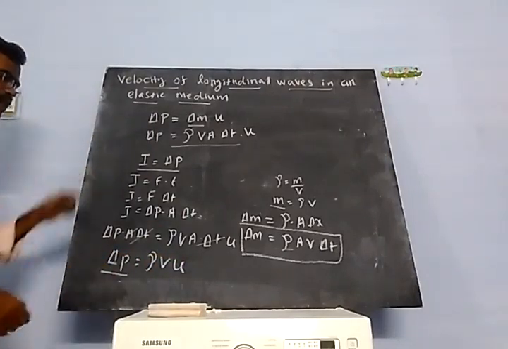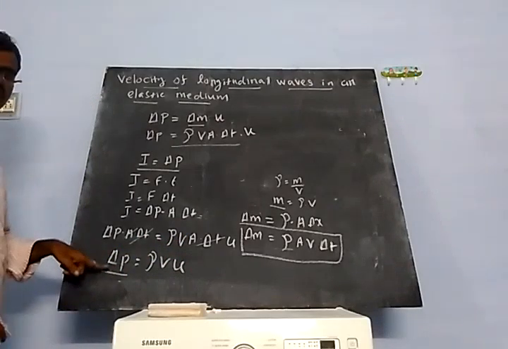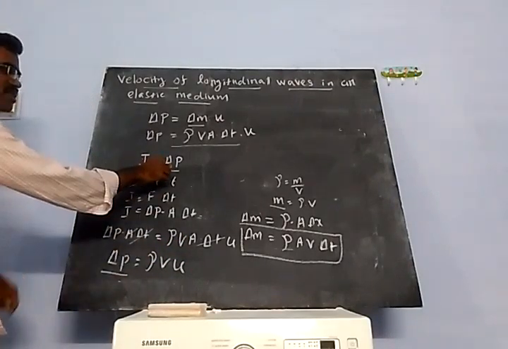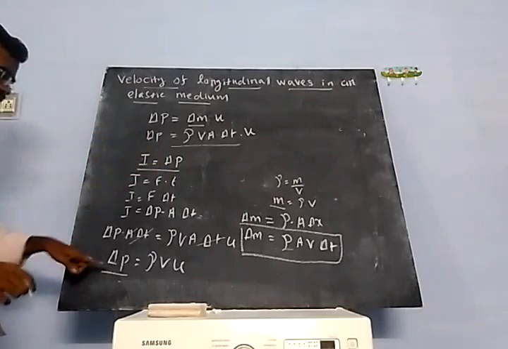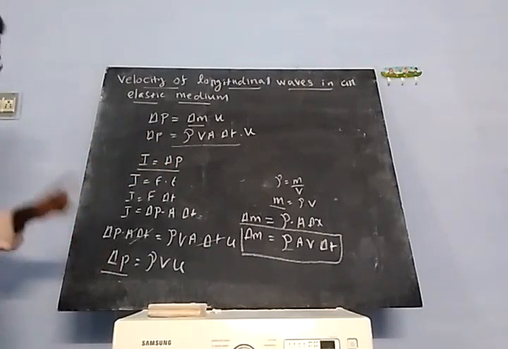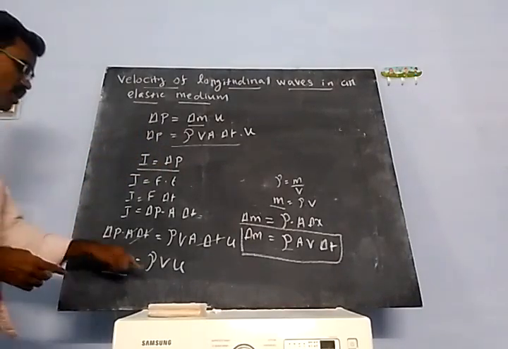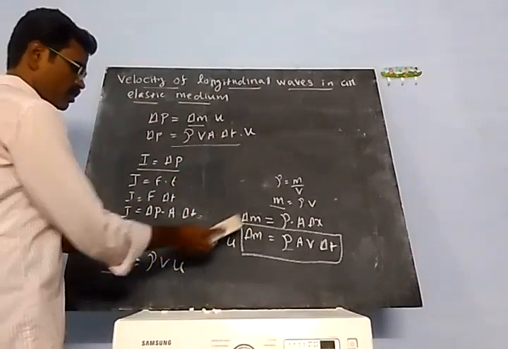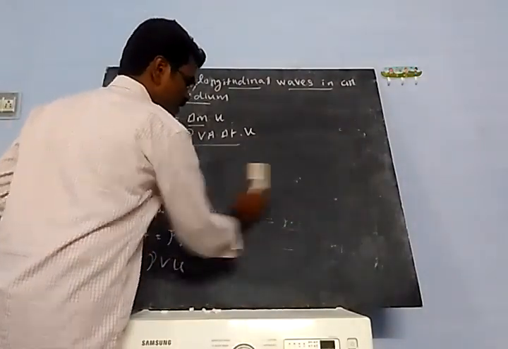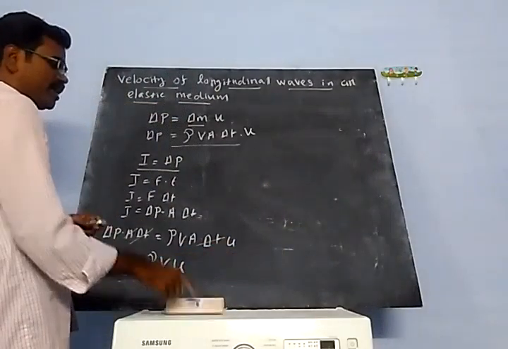So this del P is known as the, what is that? Changing pressure. Here this is called the changing momentum. But this del P is known as the changing pressure. Changing pressure is equal to rho V U. Okay. So rho V U. Then changing pressure, how to find that?